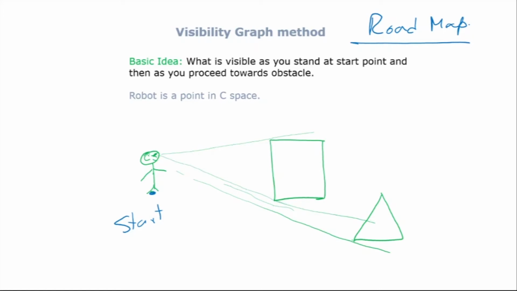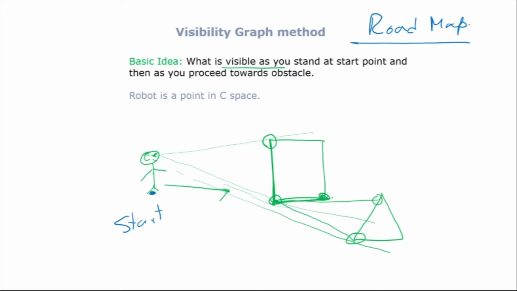So what is visible as you stand at the start point, and then as you proceed towards the obstacle? What can you see? You can see this obstacle here. You can see this edge, you can see this edge. Now when you proceed towards the obstacle, you come here, and from here what can you see? You can see this, you may be able to see that. Now the edges here are also visible there, because from standing here you can see that also.